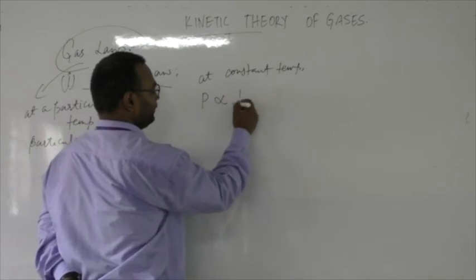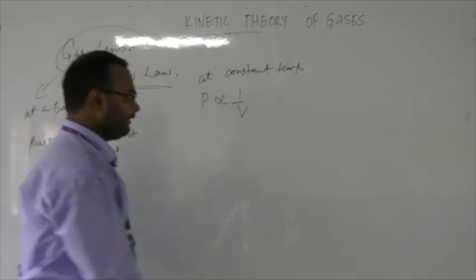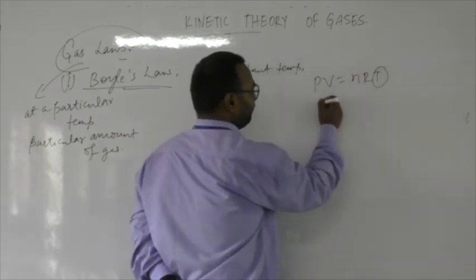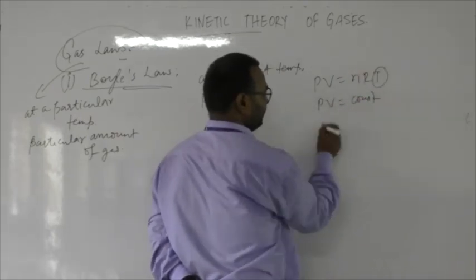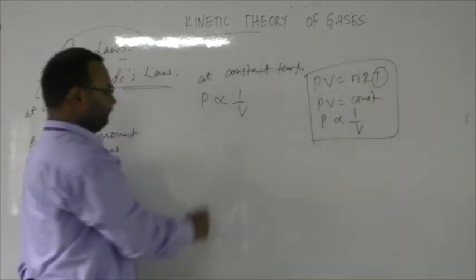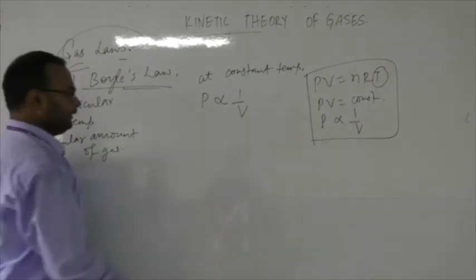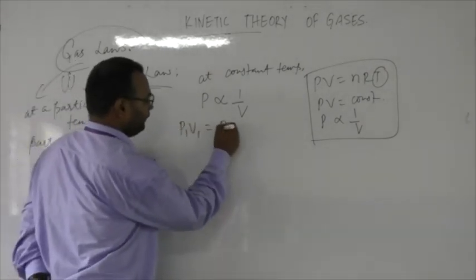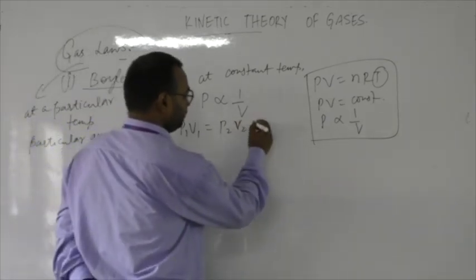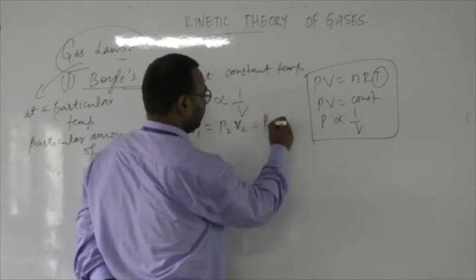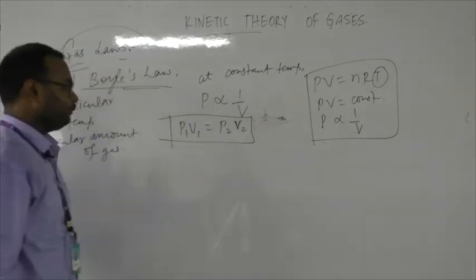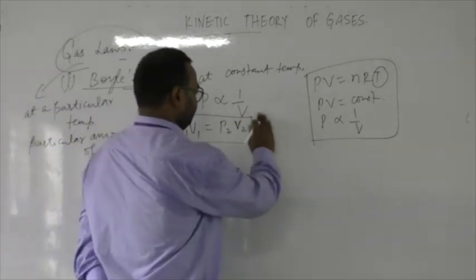P is inversely proportional to V, which you can see from the gas law as PV equals nRT. When T becomes constant, PV becomes constant. That means P becomes proportional to 1 by V. So P is proportional to 1 by V. That means you can write P1 V1 equals P2 V2 as a general case, or equal to any constant, or simply P1 V1 equals P2 V2.